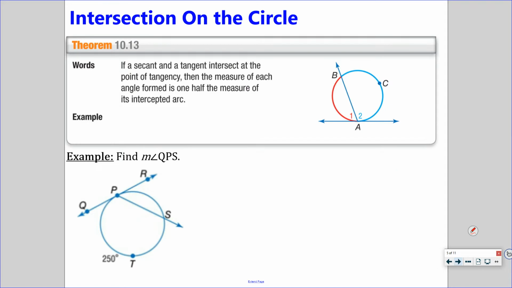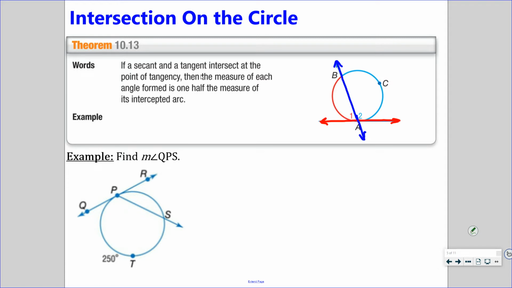Next rule. Now this one isn't hard to remember because it's really the same rule as inscribed angles. We already learned about inscribed angles, okay? So let's read through this theorem. This theorem says if you have a secant and a tangent line, so let's look at this picture here. This is going to be my tangent line intersecting 1. This would be my secant line.